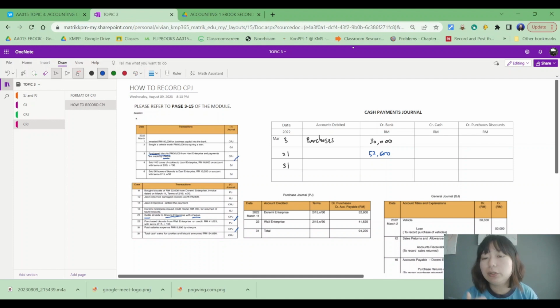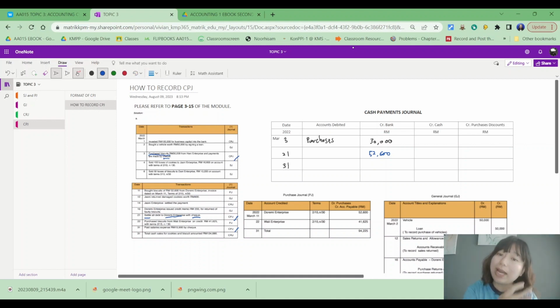Okay, so you kena ambil kira lah tentang faktor discount. Okay, jangan rushing untuk nak masukkan nilai je ke dalam kolom. Okay, selain daripada faktor discount yang perlu diambil kira, one more factor that you need to consider is whether there is a return. Okay, sama ada telah berlakunya pulangan.